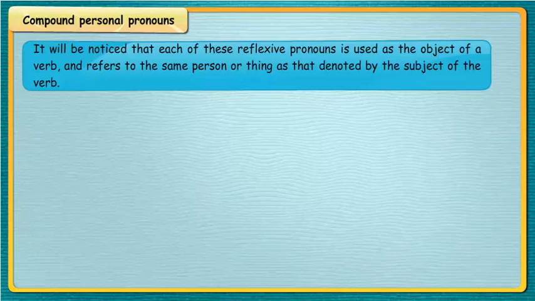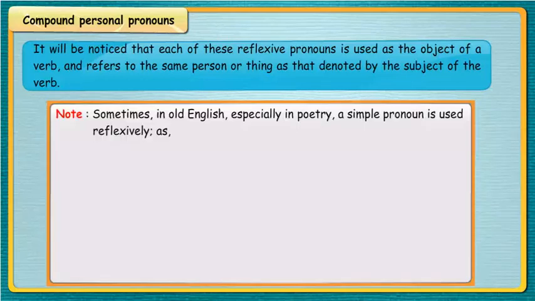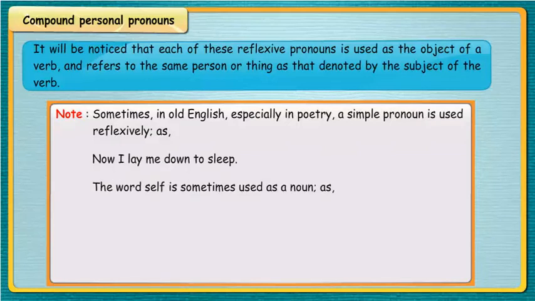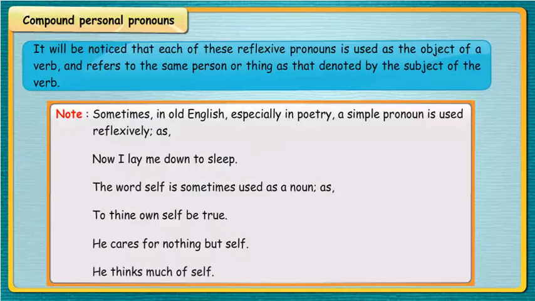He hurt himself. Note, sometimes in Old English, especially in poetry, a simple pronoun is used reflexively, as in: now I lay me down to sleep. The word self is sometimes used as a noun, as in: to thine own self be true. He cares for nothing but self. He thinks much of self.